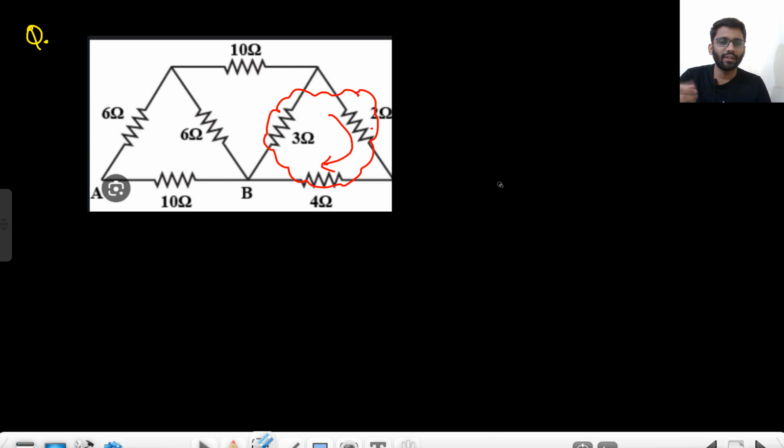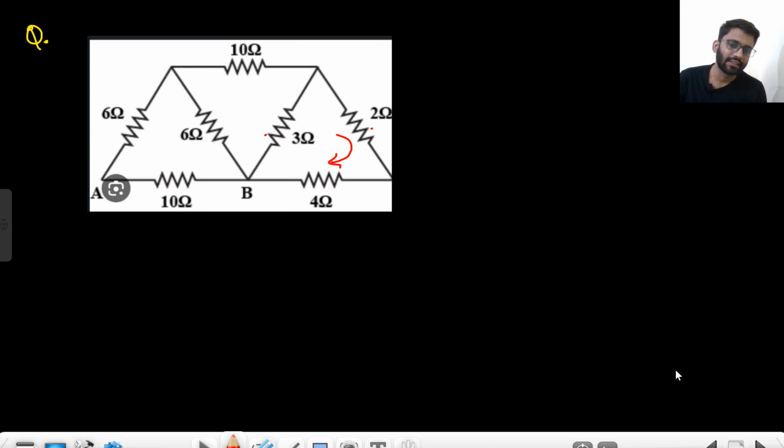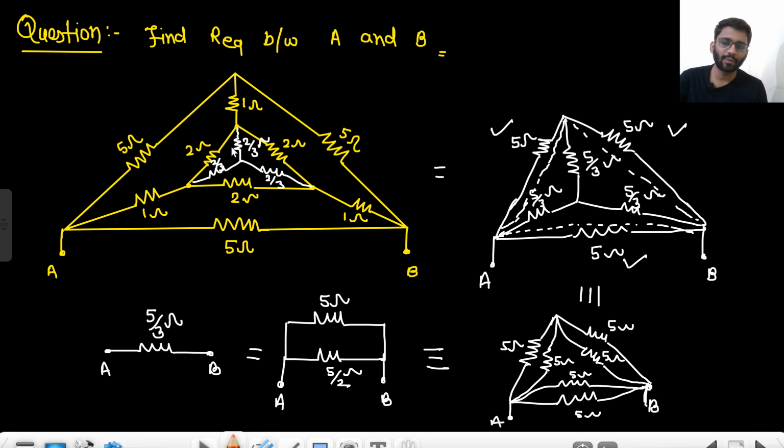I wouldn't recommend applying any transformation here from star to delta or delta to star. Why so? Because here we can directly see that 2 and 4 are coming in series. In the previous problem, you can't say that these 2 are in series. Why can't you say that? Because if I1 current is coming here, then this current has two paths now. Either it can go this way, or it can go this way. So these are not in series.